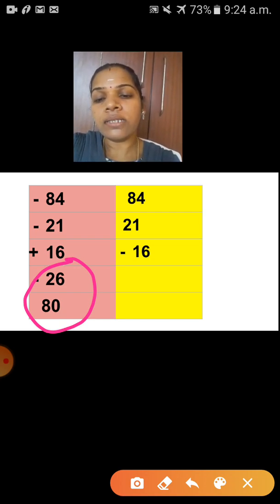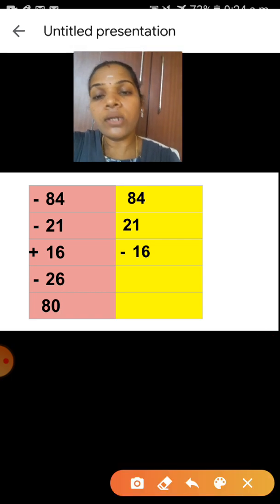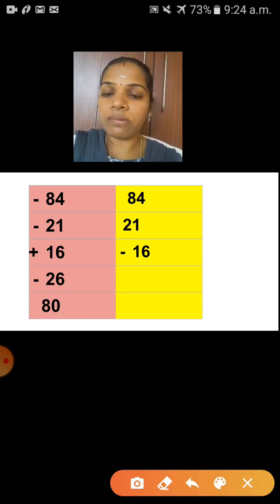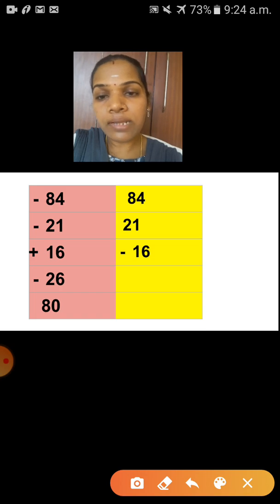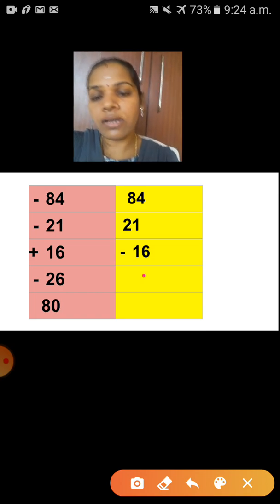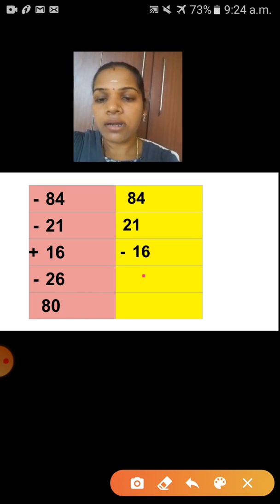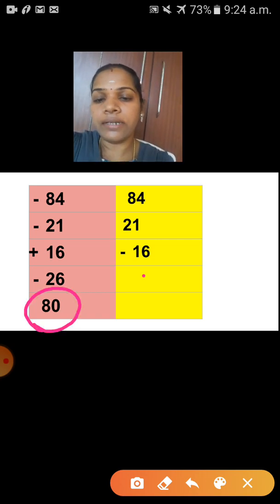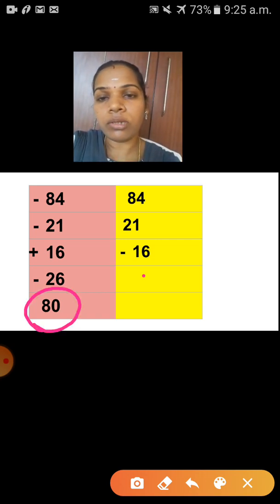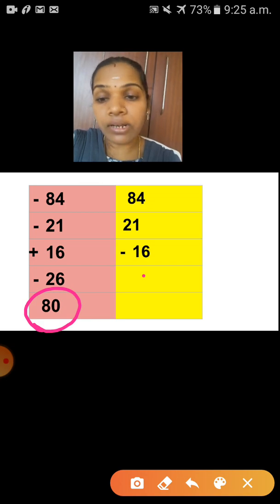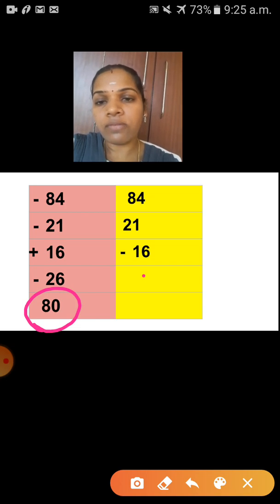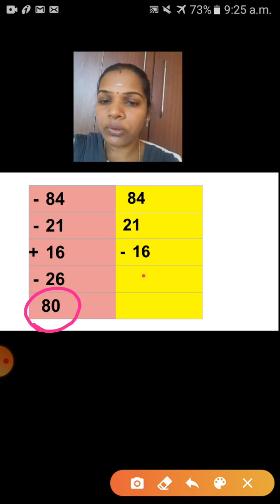Okay. So children see here, negative 26. What is the opposite of minus 26? Yes, plus 26. Next one is positive 80. What is the opposite of positive 80? Tell me. Very good. Negative 80. Children, I hope you understood now what is meant by opposite numbers. And if I give some example, you can give the opposite number of that given number. Isn't it? Can I go to the next?